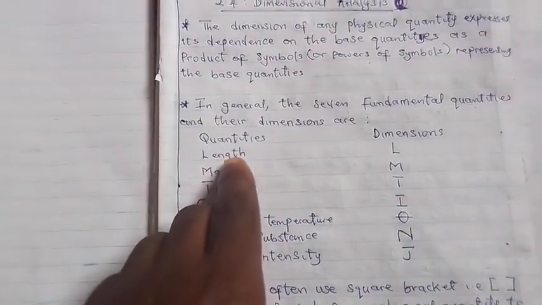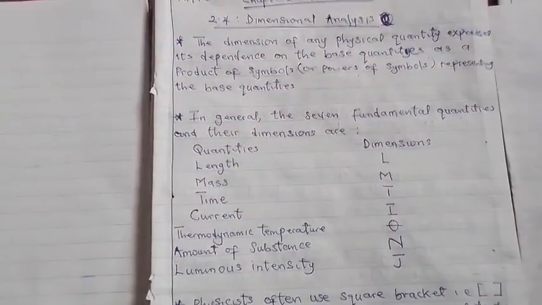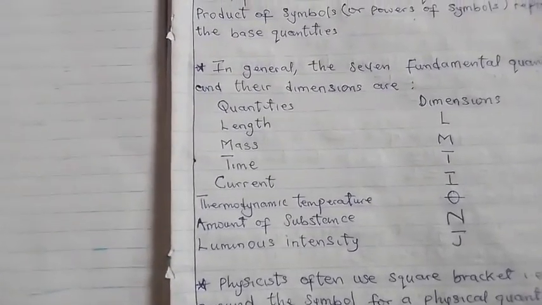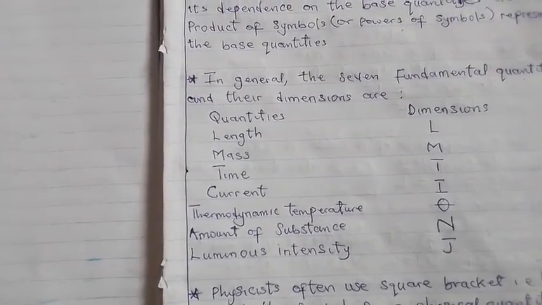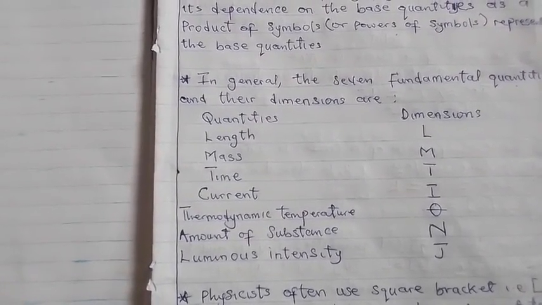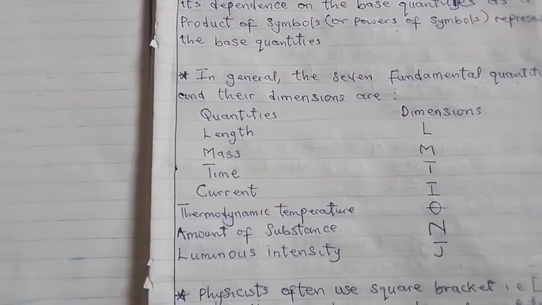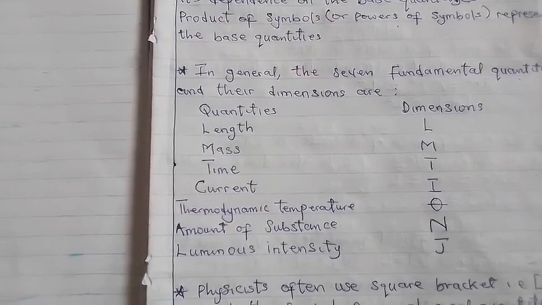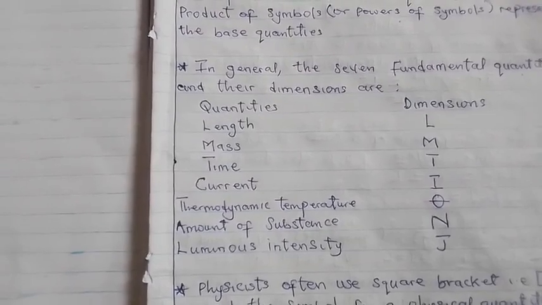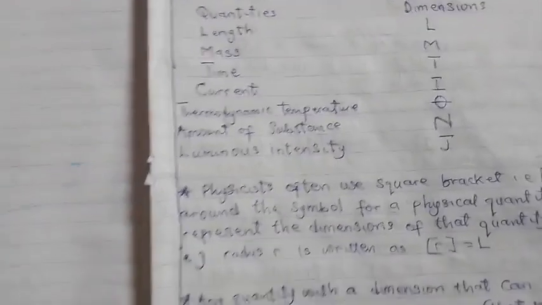We have looked at length. Length is one of the fundamental quantities. This time around, we are not talking of the unit, but the dimension. The dimension of length is capital letter L. Mass, the dimension of mass is capital letter M. The dimension of time is capital letter T. The dimension of electric current is capital letter I. The dimension of temperature is theta. The dimension of amount of substance is N. And the dimension of luminous intensity is J.